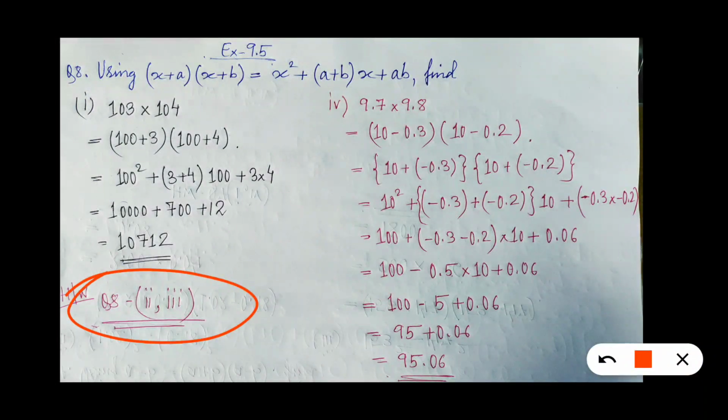Now these 2 are your homework. We have completed this chapter, algebraic expressions and identities. From our next class we'll start our last chapter for our half yearly exam, that is mensuration. These 2 are your homework, so in total you have 8 homeworks today.